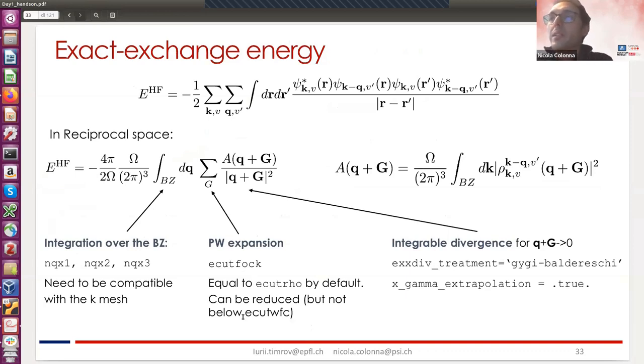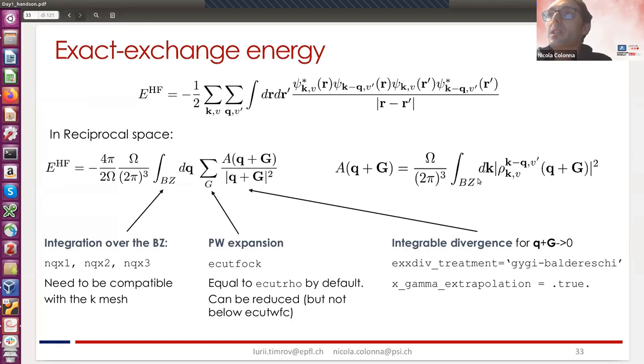Okay, how is this implemented in Quantum ESPRESSO? Well, essentially, you need to evaluate an extra term in your energy, that is the exact exchange energy, that in plane waves looks something like this. So this is a real space integral over r and r prime. You can also transform this to reciprocal space, and this is what is done in Quantum ESPRESSO. And then if you look at this expression, you immediately see that you have an extra integral over the Brillouin zone and the sum over the G vector, and this again is expected. And then you have this auxiliary function that in itself contains an integral over the Brillouin zone.